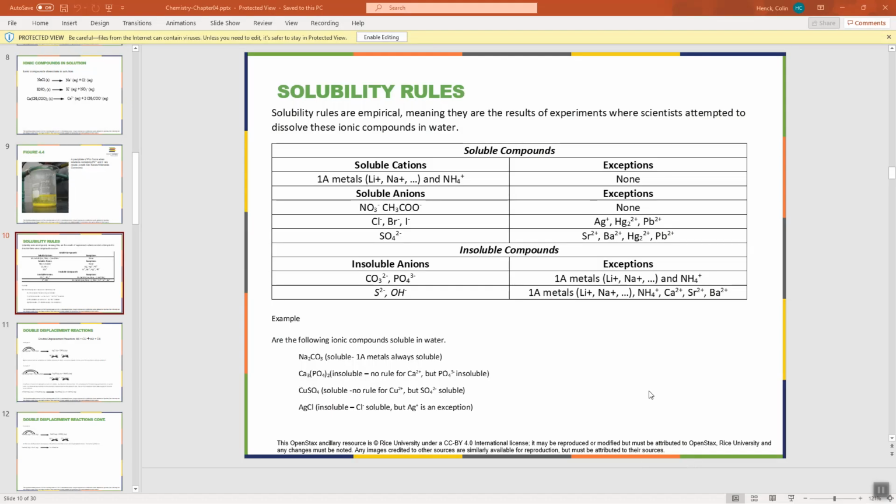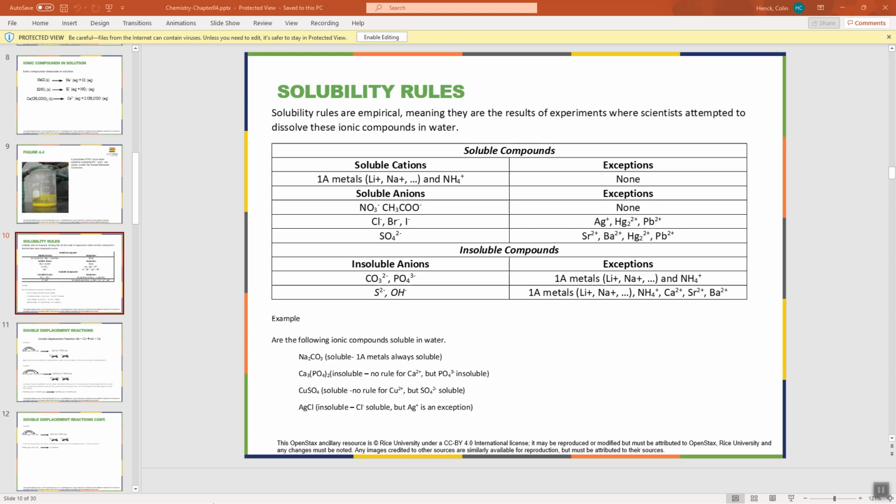To do that, we need to use the solubility rules. And the solubility rules are slide number 10 of the chapter 4 notes. All right. And most of them are going to be anions, with a few cations. So the 1A metals, including potassium, which is in the first example, KNO3, are always soluble. All right, so soluble on the top, insoluble on the bottom. So potassium nitrate is going to be soluble, and therefore it's going to be a strong electrolyte.